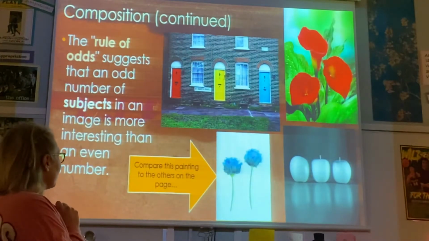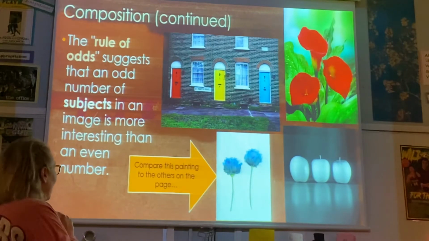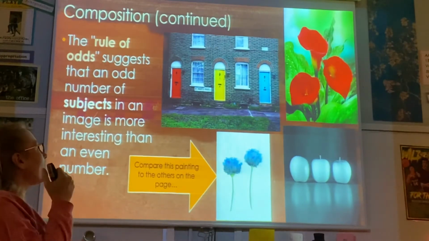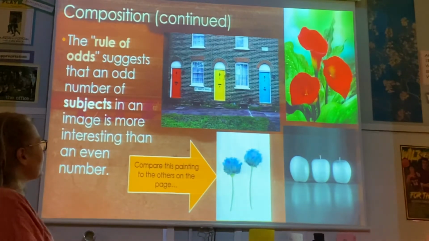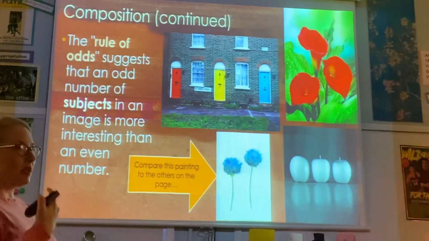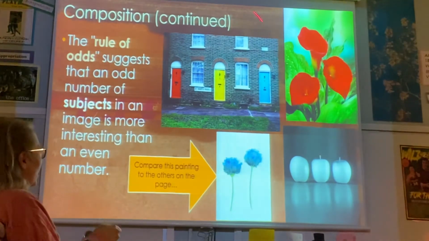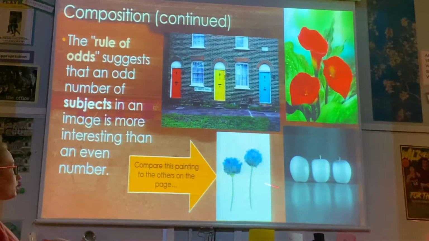Alright, let's try. There's also this thing called rule of odds, saying that having an odd number of subjects in a work of art makes it more interesting. So look at the 4 pictures. Who thinks this one's more interesting? And then look at this one, and this one, and this one. Okay, majority of the people would probably say this one's more interesting.